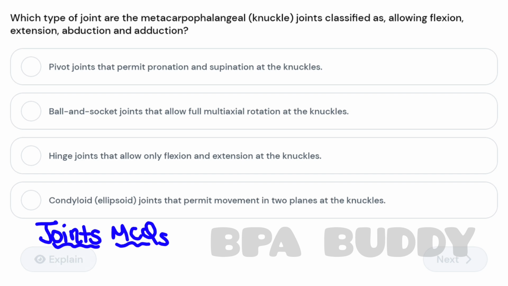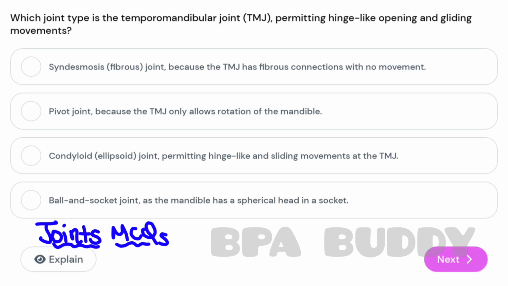Which type of joints are metacarpophalangeal, which is knuckle joint, classified as allowing flexion, extension, abduction and adduction? They are condyloid joints that allow flexion, extension, abduction and adduction, also known as biaxial movements.